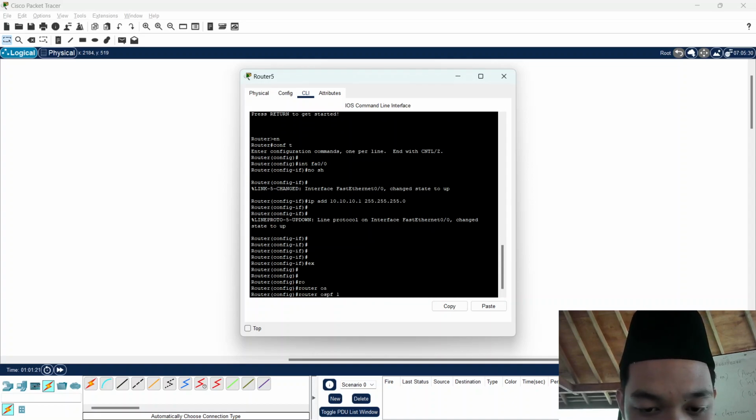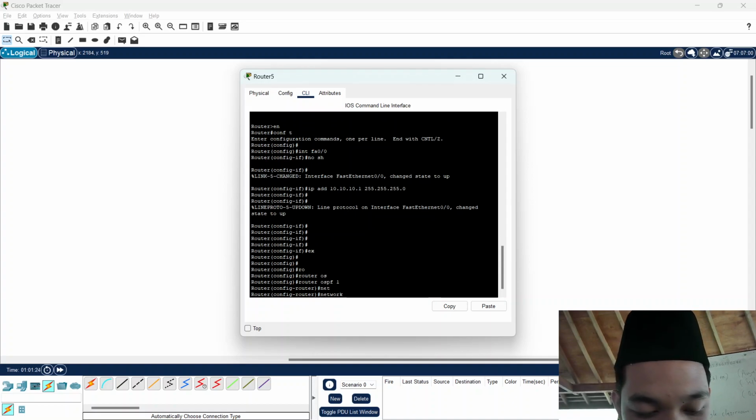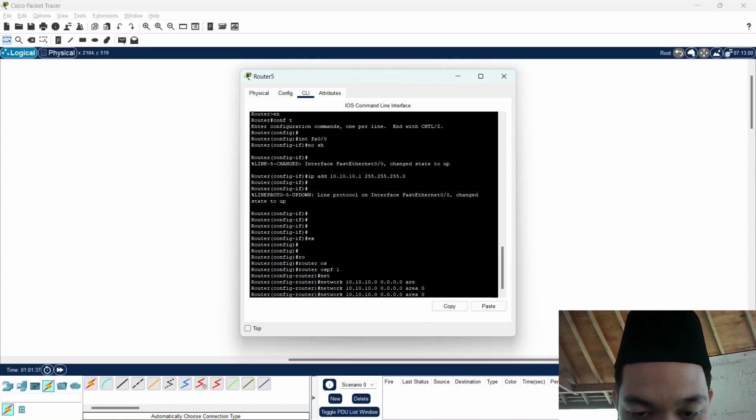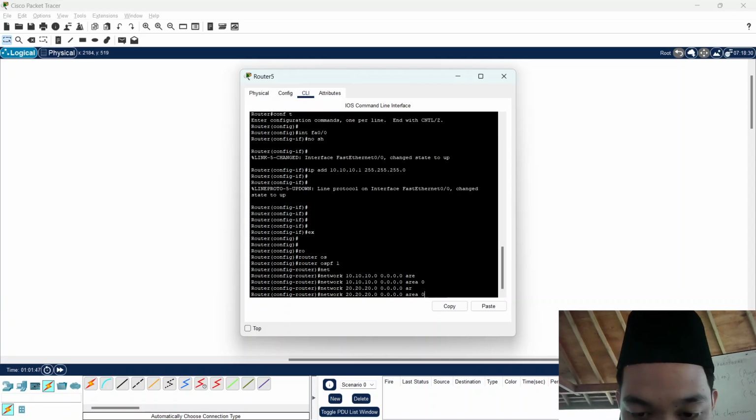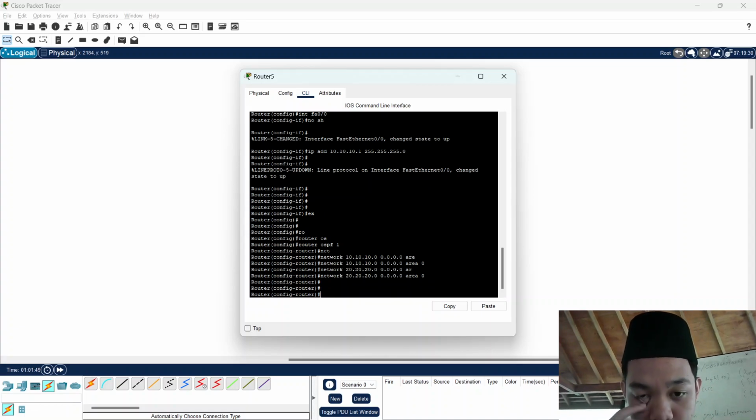Router OSPF 1 and then network 10.10.10.0 with wildcard 0.0.0.0, area 0, and then network the same with 20.20.20.0, 0.0.0.0, and then area 0, and then your configuration. Don't forget to configure EIGRP.